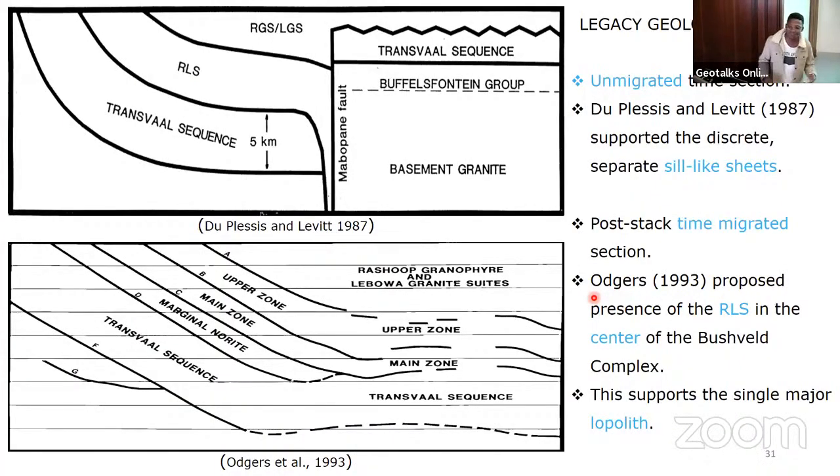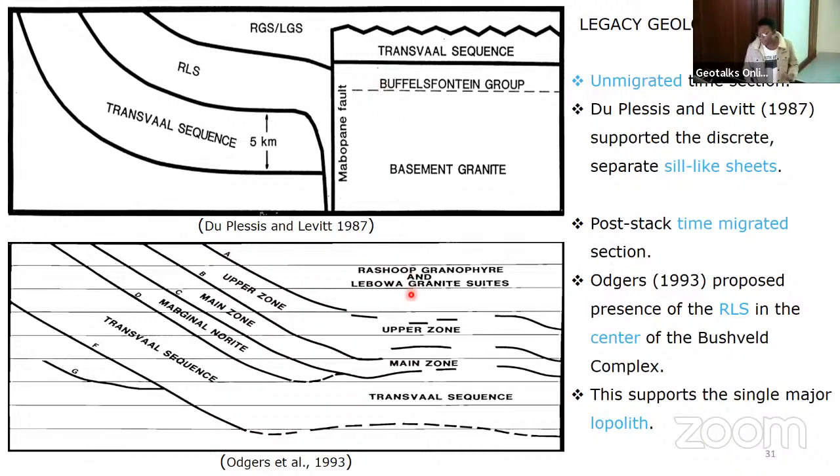Now, it wasn't until the 1950s and 60s that the emplacement of the Bushveld Complex was thought to be through a single lopolith. And the interpretation of the unmigrated profile of this data assumed that there are no Bushveld Complex rocks available in the northern half of the profile, which subsequently led to the conclusion that the emplacement model of the Bushveld Complex is a discrete, separate cell, like a sheet.